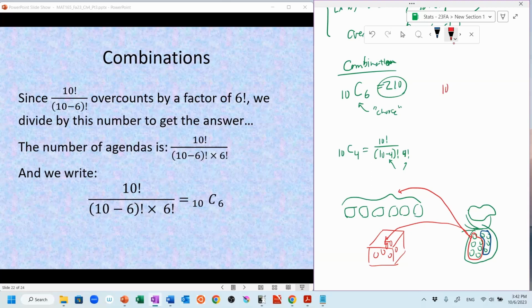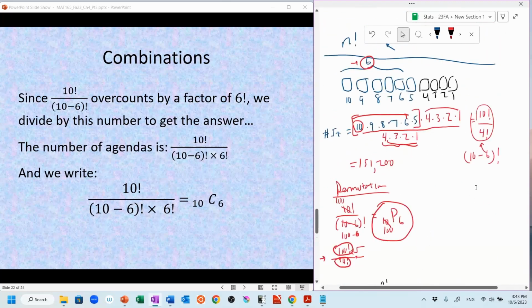So likewise, 10 choose 1 and 10 choose 9 are the same number, or 10 choose 2 and 10 choose 8 are the same number, because they're really asking the same question. How many ways are there to split 10 items into an unordered group of 1 versus an unordered group of 9, or 2 versus 8?